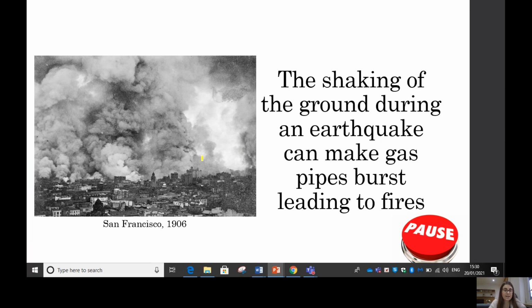So as we can see here in San Francisco in 1906, there was an extremely large earthquake, which was very destructive. It's a black and white photo, but these smoke clouds here are coming from fires. A lot of fires were set off within the city.